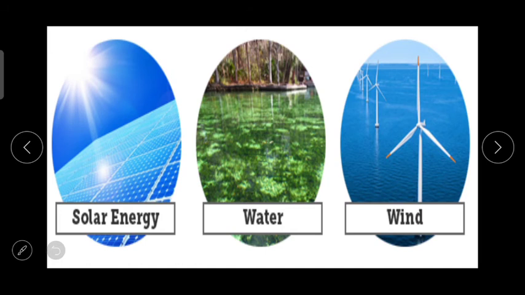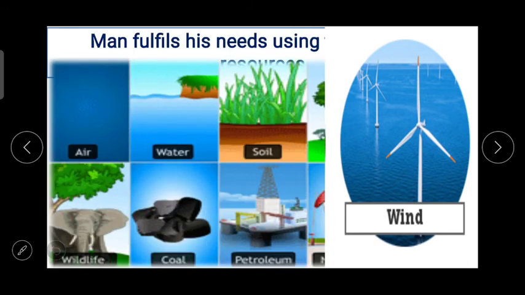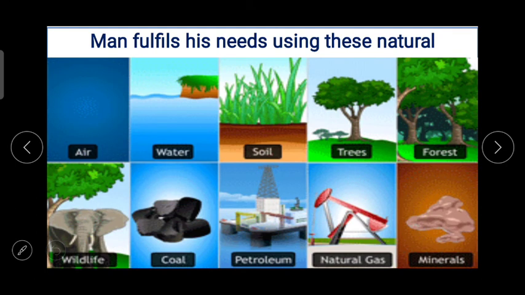Man fulfills his needs using these natural resources, and in these natural resources, on the screen you can see solar energy, water, wind, and not only this but air, water, soils, land, minerals, plants and animals are all natural resources, and most of the natural resources are limited in nature.